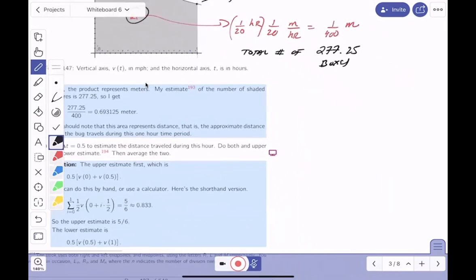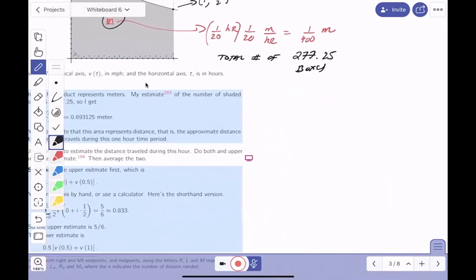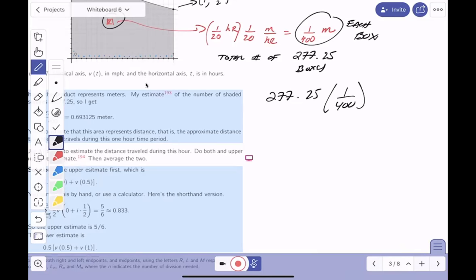So then the question is, how much area do I have? Well, each box is worth 1/400th of a meter. So this is what each box is worth. How do you get the area? Just multiply it. 277.25 boxes. Each box is worth 1/400 of a meter.